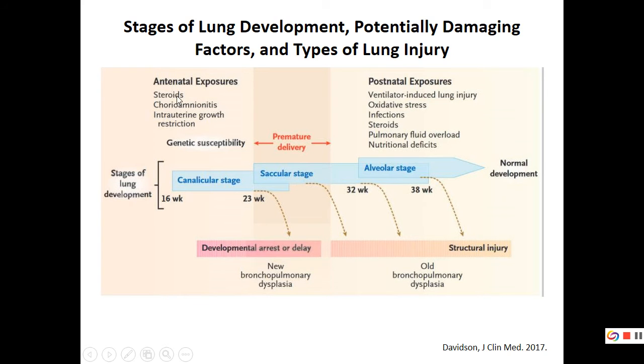And so there's all these other exposures that we talked about, whether or not the mother got steroids or had chorioamnionitis, did the baby have growth restriction? And then if you happen to have these antenatal exposures and you are born prematurely, then you're at risk for BPD. And then there's all these other things that can happen to you while you're in the NICU that we talked about, infections, whether or not you had pulmonary edema, what was the nutrition like. So what's the point of this slide? Well, there are some things that we can't control that influence whether or not the baby's going to have BPD before they get to the NICU.